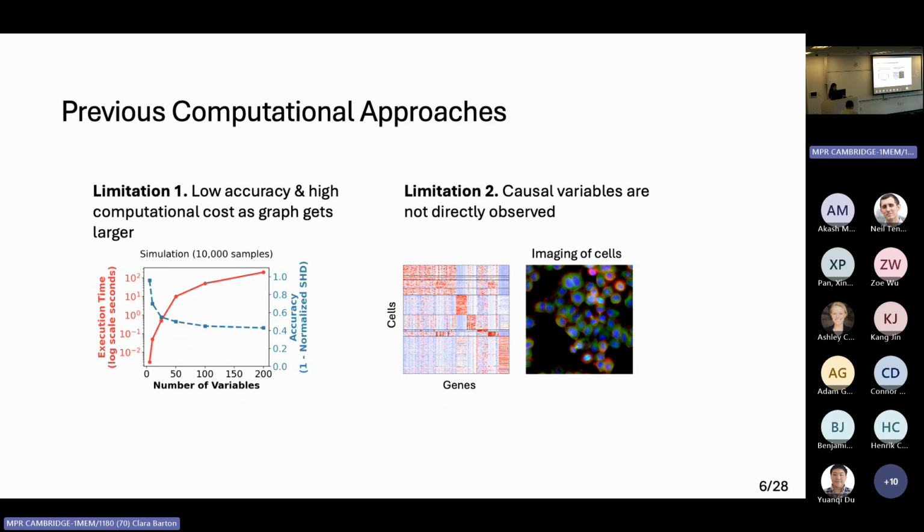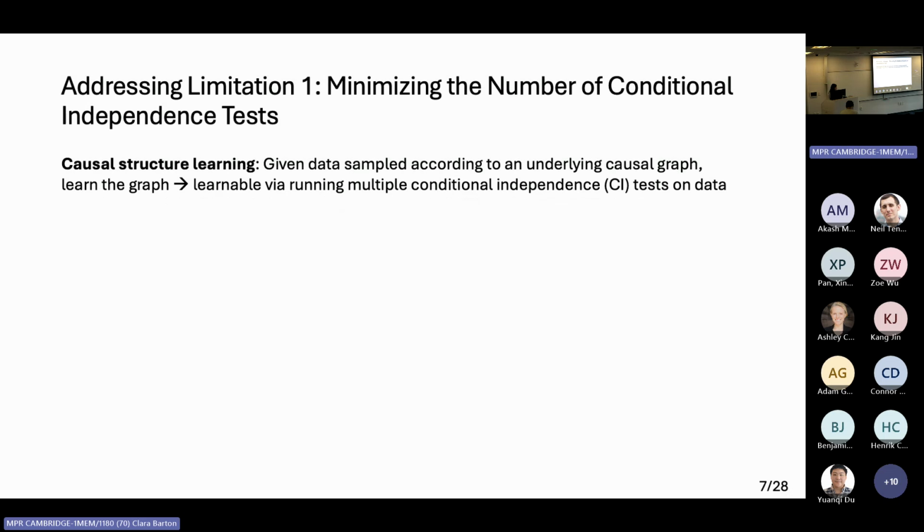So I'm just going to spend 2 minutes on the first limitation to talk about what the problem of causal structure learning is and show you our result. Of course, happy to talk about it afterwards, and you can also find more details about it in the paper. So essentially, the direction we tackle the first problem is trying to minimize the number of conditional independence tests. I'm going to tell you what conditional independence tests mean.